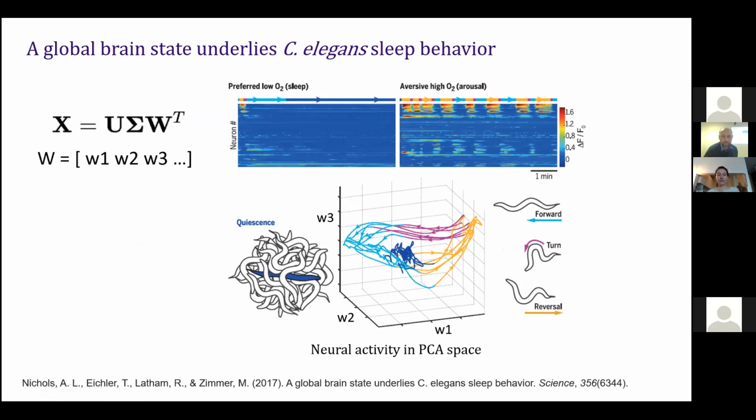So when this C. elegans is in this preferred low oxygen state, it tends to be in quiescence. And so in PCA space, the activity clusters here. And then when it's in this aversive high oxygen state, it goes through these behavioral transitions of a reversal, then a turn, and then forward. So it transitions a little bit more active.